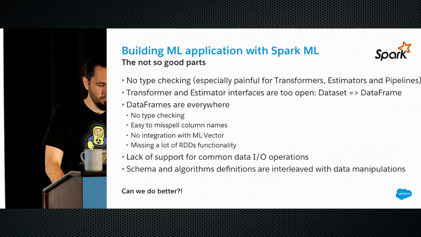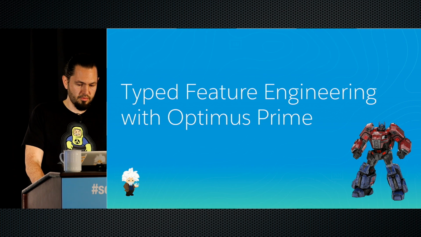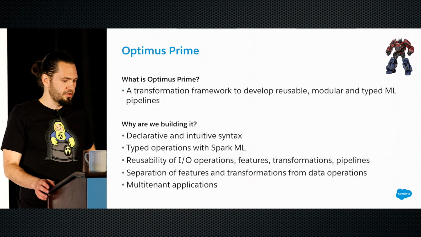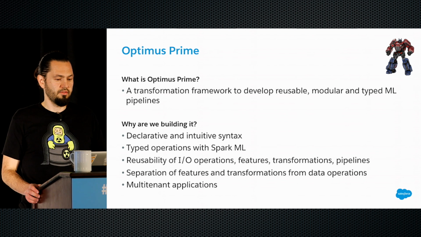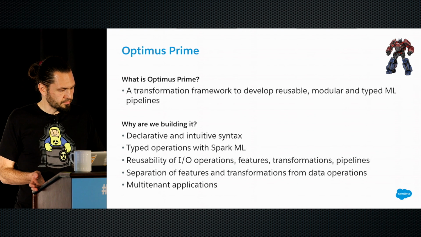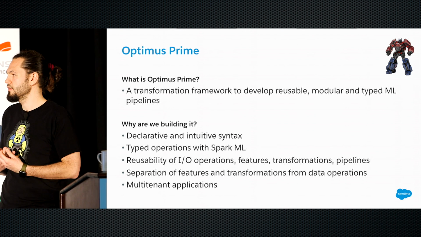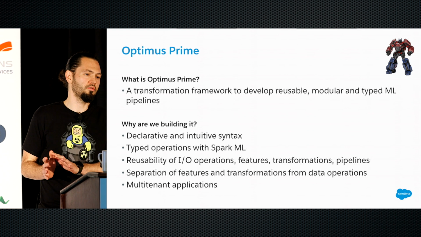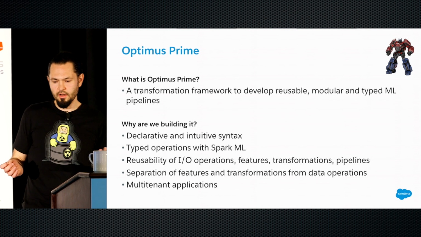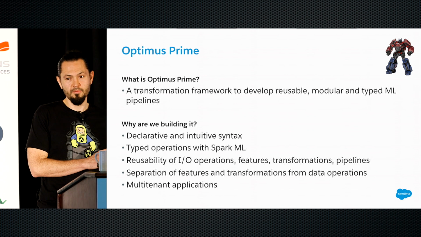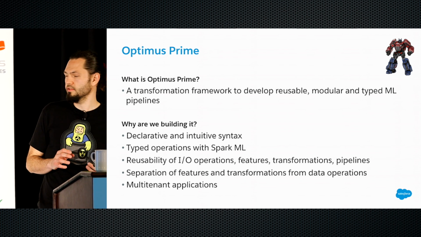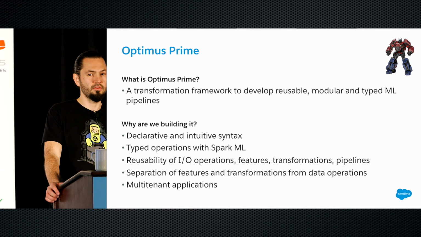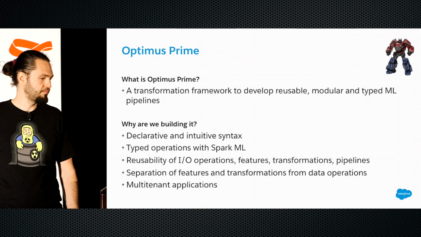Okay, so can we do better? Yes, we definitely can, and that's what I'm going to show you. How do we do it with Optimus Prime? Optimus Prime is essentially a transformation framework, or a library, to develop typed ML pipelines with Spark. We're trying to build a declarative and intuitive, very simple syntax, so that if you know how to program with any regular high-level language, you will be able to build your machine learning application the same way, as easy as it gets. We want to have typed operations, so we'll get the errors earlier.